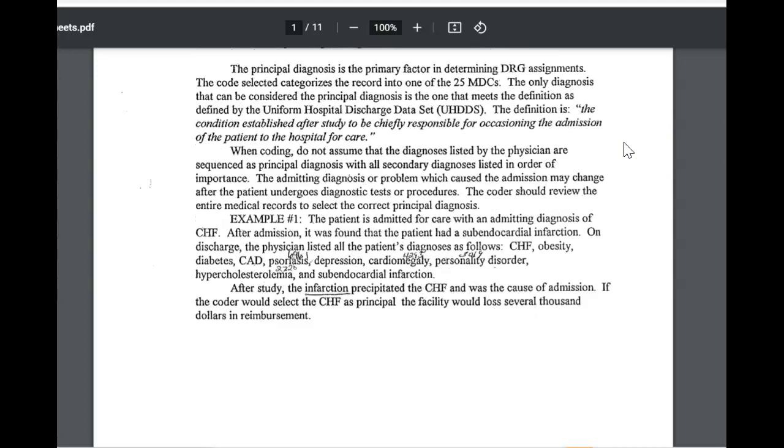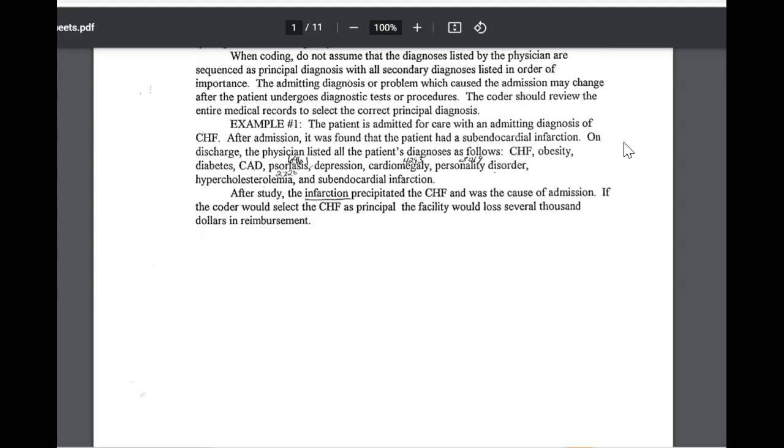Okay, so let's go by example one. The patient is admitted for care with the admitting diagnosis of CHF. After admission, it was found that the patient had a subendocardial infarction. The physician listed all these diagnoses: CHF, obesity, diabetes, cardiomegaly, hypercholesterolemia, and then we have our subendocardial infarction.